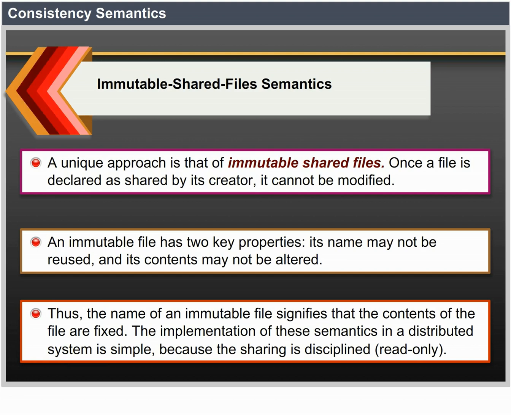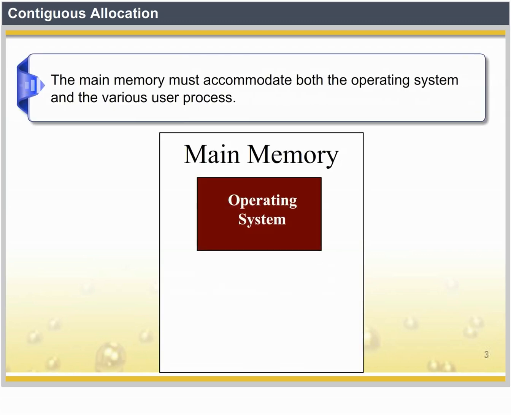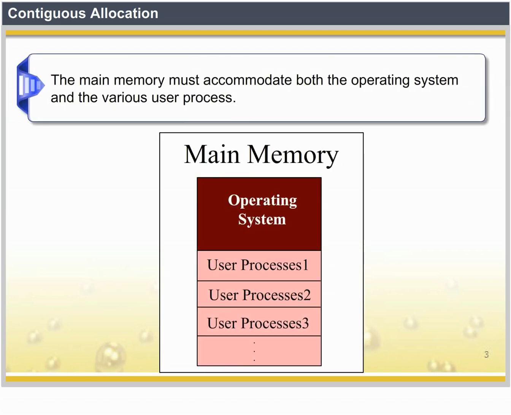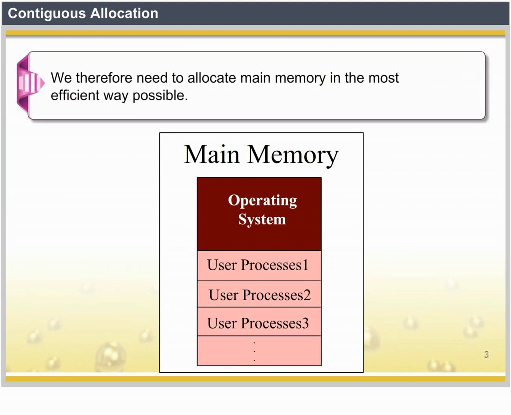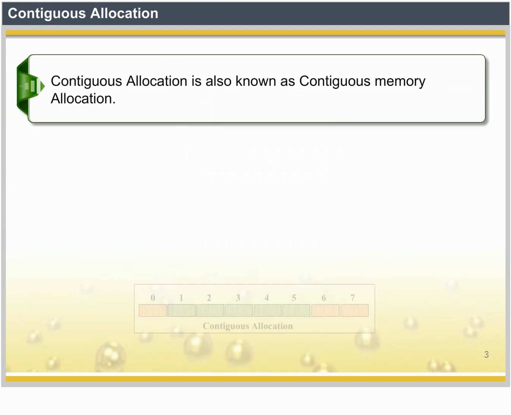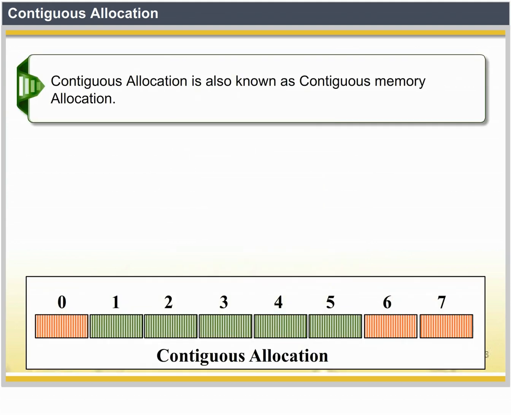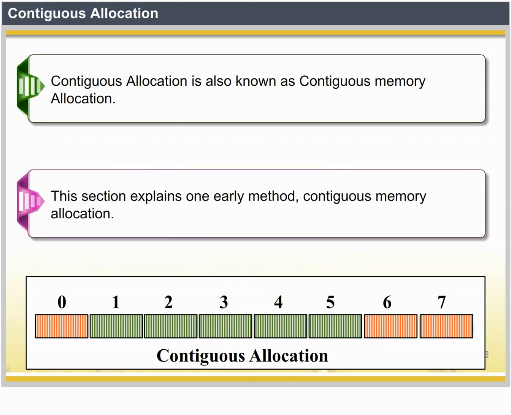Contiguous allocation. The main memory must accommodate both the operating system and the various user processes. We therefore need to allocate main memory in the most efficient way possible. Contiguous allocation is also known as contiguous memory allocation. This section explains one early method, contiguous memory allocation.